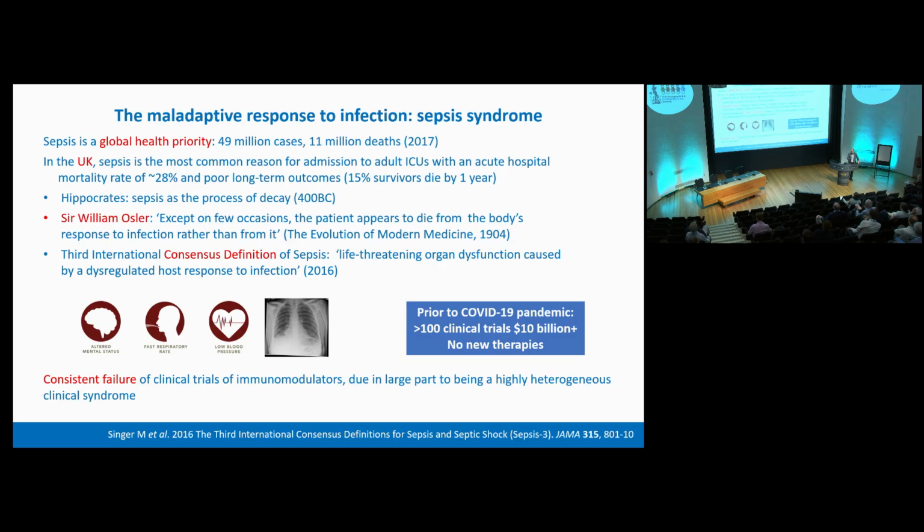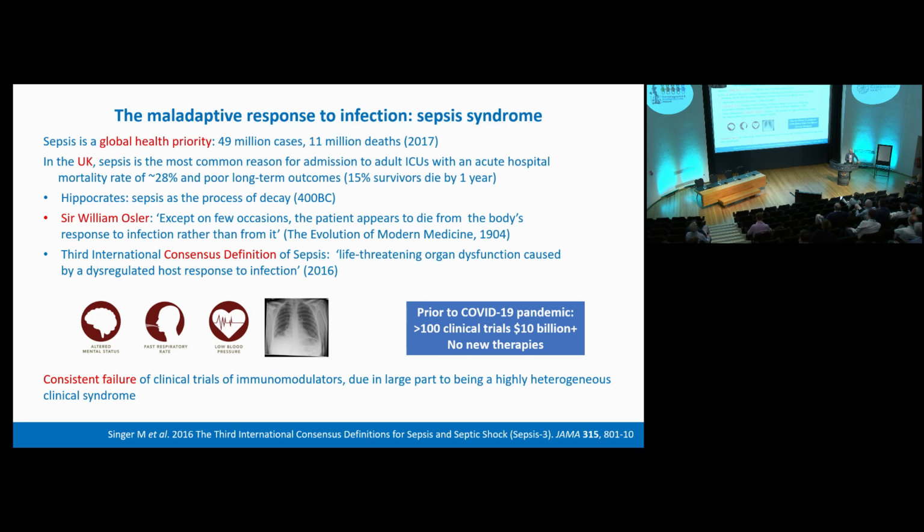So the work published in The Lancet showed that in 2017 there were 49 million cases of sepsis worldwide, 11 million deaths. This is a global health priority. It applies to the UK. It's the most common reason that you might be admitted to a medical care, intensive care unit. And it has a poor mortality acutely of about 20 to 28%.